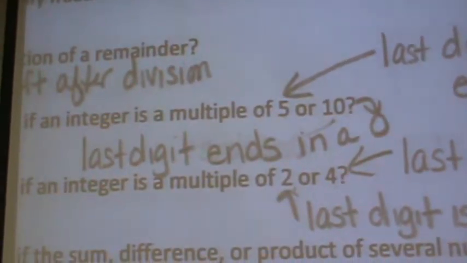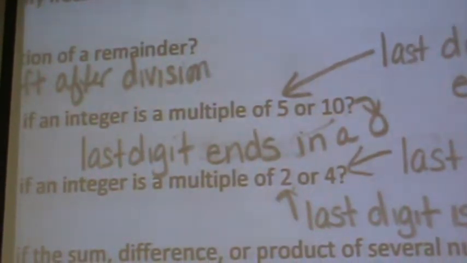Number 66, how do you know if an integer is a multiple of 5 or 10? Well, for 5, it ends in a 5 or a 0. For 10, it has to end in a 0. How about 2 or 4? How do you know a number is divisible by 2? What's the deal for that one? If the last digit is even, it's divisible by 2. Do you know what the rule is for 4? Anyone know what 4 is?